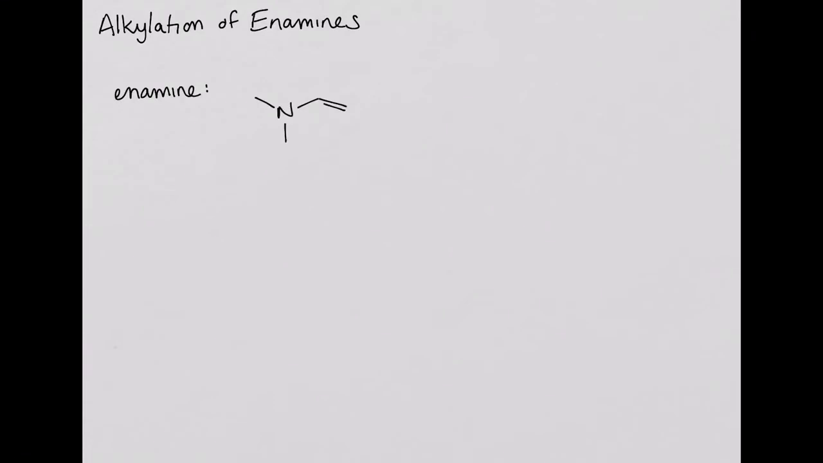This video will cover the alkylation of enamines. An enamine is an amine next to an alkene. The lone pair of electrons on nitrogen give this structure a resonance structure, which explains the reactivity of the enamine molecule. The alkene carbon furthest from the nitrogen is nucleophilic.